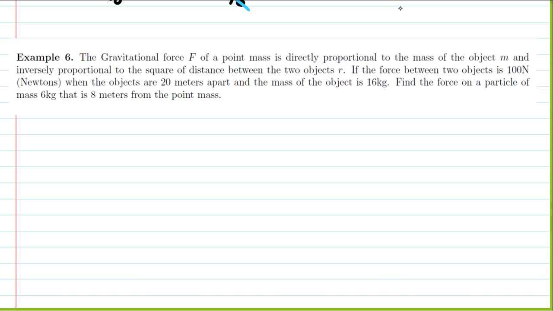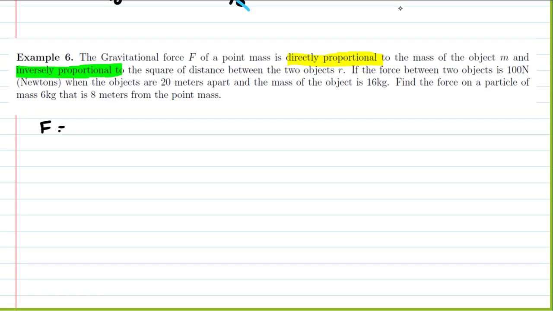So, a couple of observations that we're going to make. The gravitational force F is directly proportional to the mass and inversely proportional to the square of the distance between the two objects. Direct proportionality means we are going to multiply. Inverse proportionality means we are going to divide. And remember, we are only allowed to multiply and divide. We're not adding or subtracting anything.